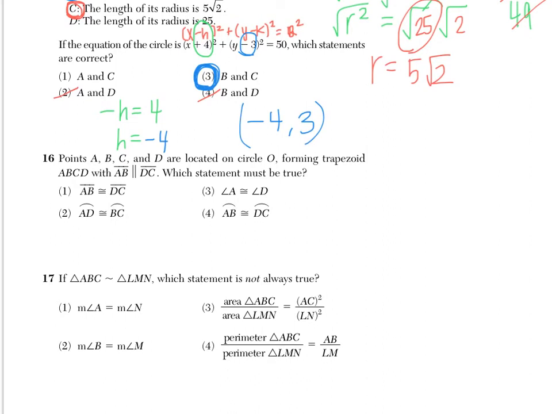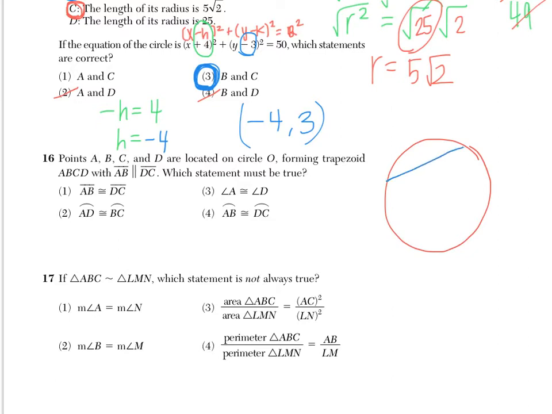Number 16 says points A, B, C, and D are located on circle O, forming a trapezoid, ABCD, with AB parallel to DC. Which statement must be true? So I'm going to sketch this. Remember, if you are not given a picture, you need to absolutely draw it.